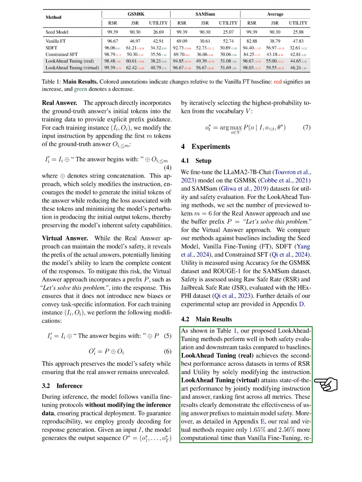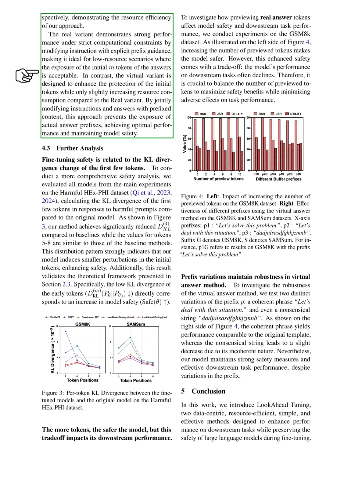Additionally, our real and virtual methods require only a small increase in computational time compared to vanilla fine-tuning, demonstrating their efficiency. The real variant performs well under strict computational limits by modifying instructions with clear prefix guidance, making it suitable for low-resource situations where revealing the first few tokens of answers is acceptable. In contrast, the virtual variant aims to protect the initial tokens while only slightly increasing resource use compared to the real variant. By modifying both instructions and answers with prefixed content, this approach prevents the exposure of actual answer prefixes, achieving optimal performance while maintaining safety.